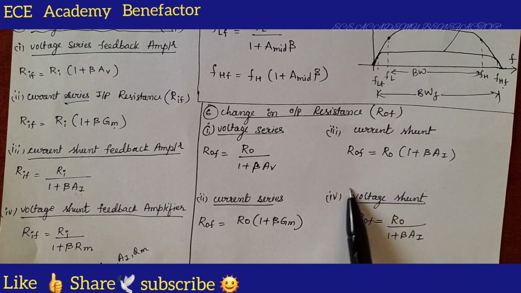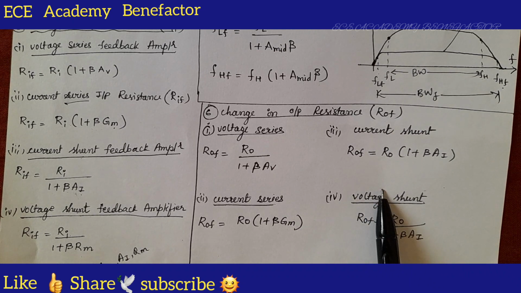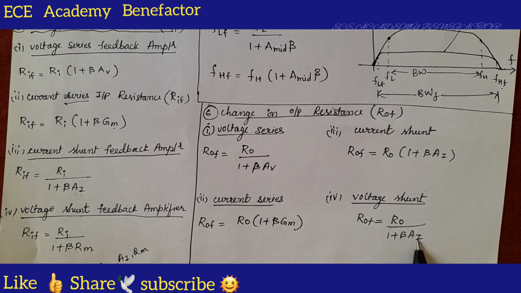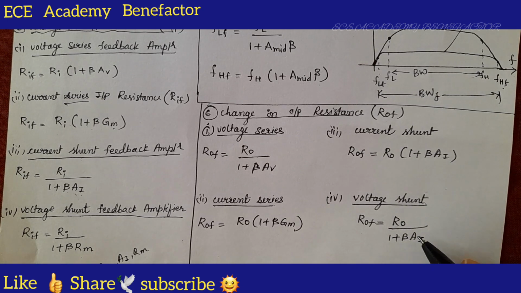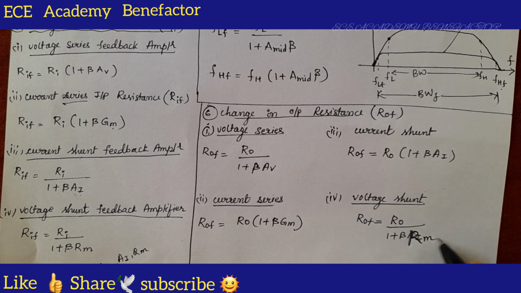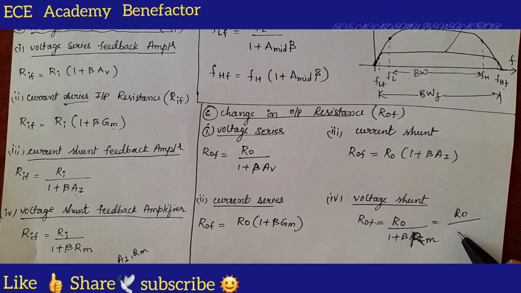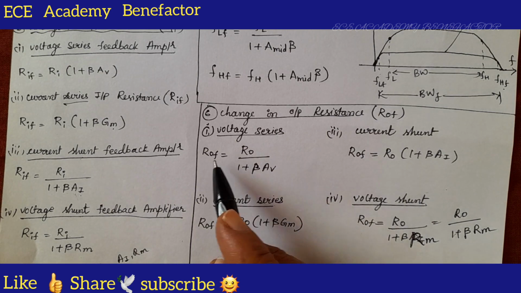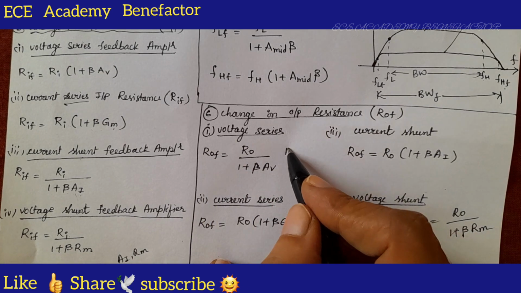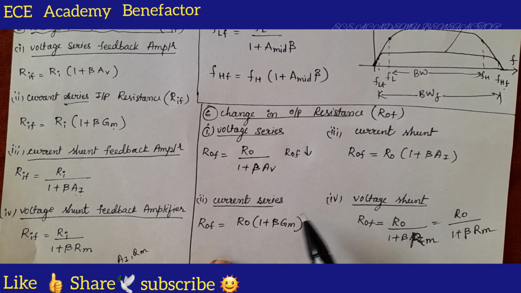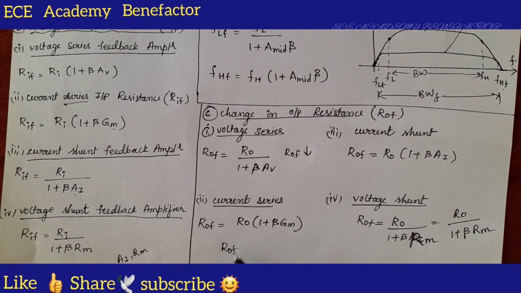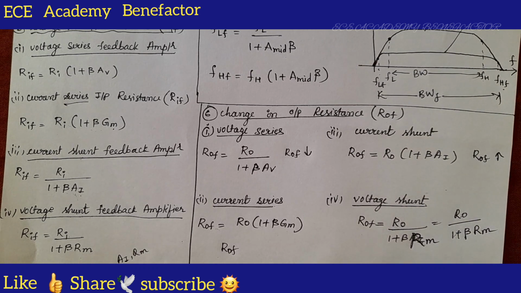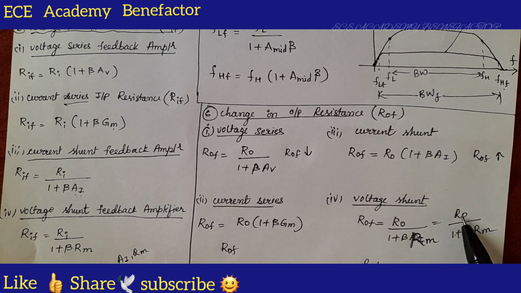For voltage shunt, voltage sampling, voltage means shunt connections or parallel connections, so it will be reduced. So ROF is equal to R0 by 1 plus beta RM. For voltage shunt, the gain is RM. So the equation will be R0 by 1 plus beta RM. Okay, so here is ROF increased or decreased? It is reduced. Here ROF is increased, series increased. Here ROF is increased. Here ROF is reduced because it is divided by.